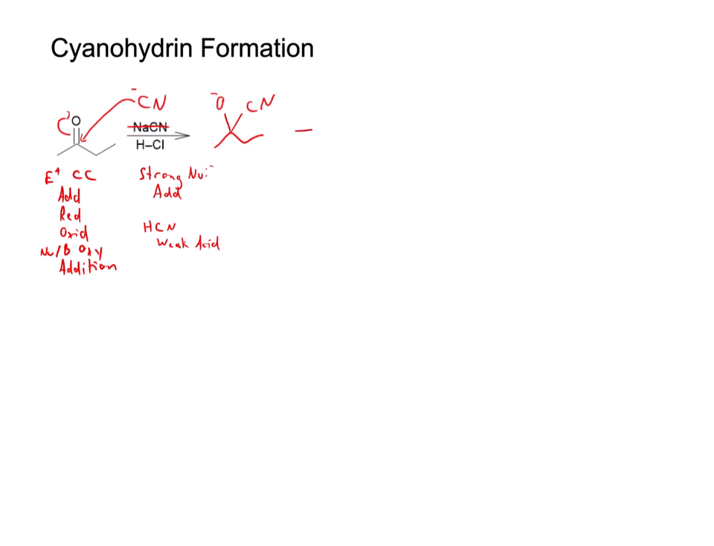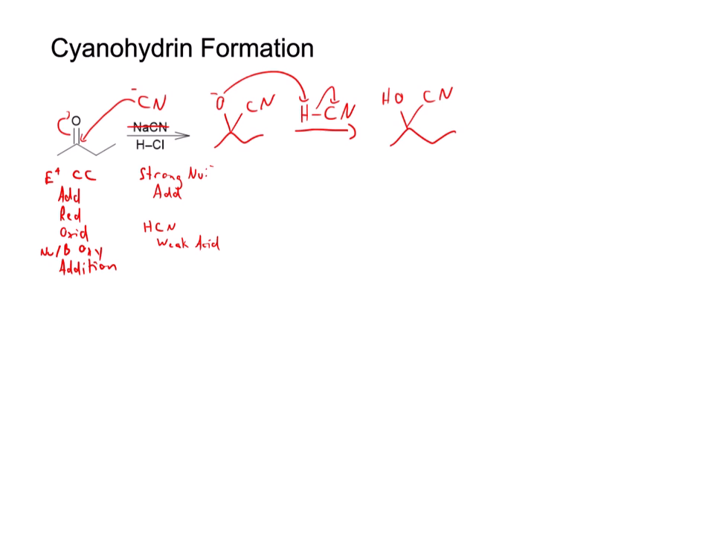And like I said, that HCl is going to interact with some CN and give us the weak acid HCN. And HCN is actually our proton source for the next step, which is protonation. So this O negative is going to attack the hydrogen on HCN, and that's going to give us our final cyanohydrin product with an OH group and our CN, or our nitrile group.